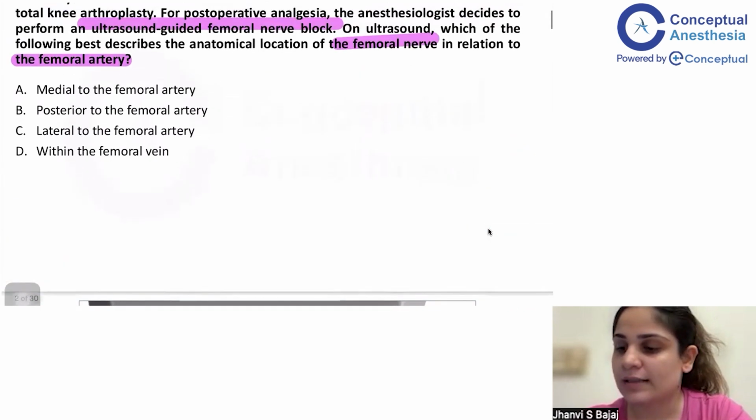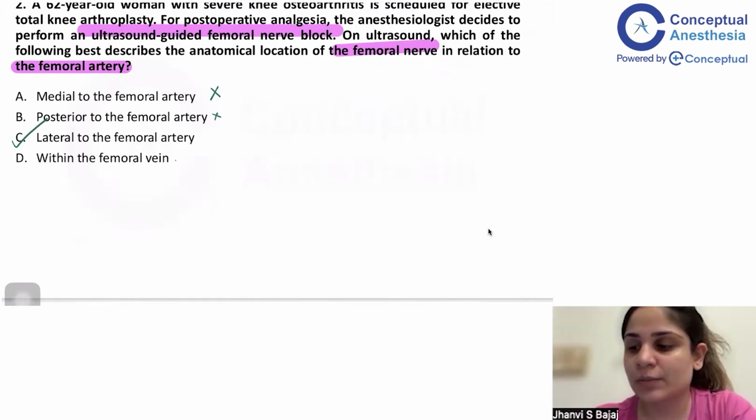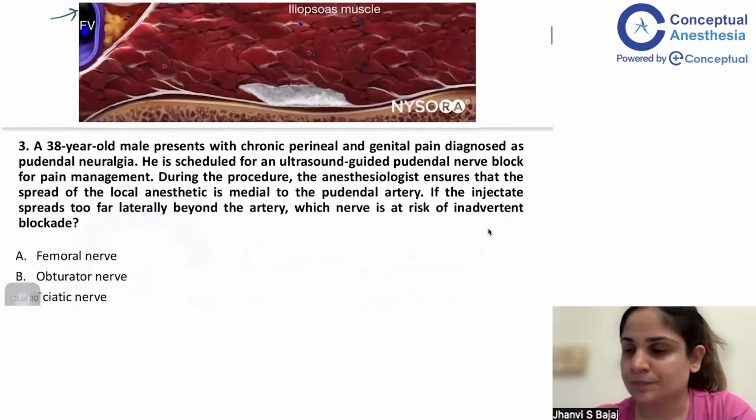So let's have a look at the options. Medial to the femoral artery, no. Posterior to the femoral artery, yes, but more than that, it is lateral to the femoral artery. So that is the answer I would go to. Within the femoral vein, that is also not the answer. So the correct answer over here is option C, lateral to the femoral artery.